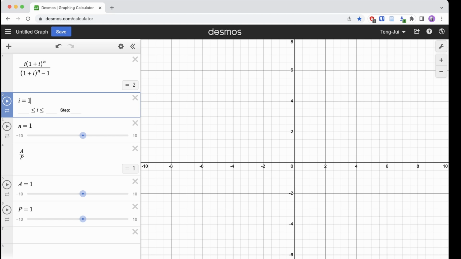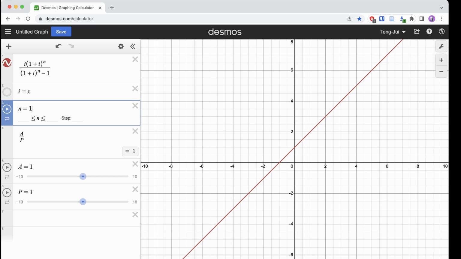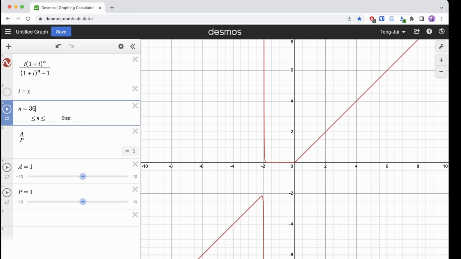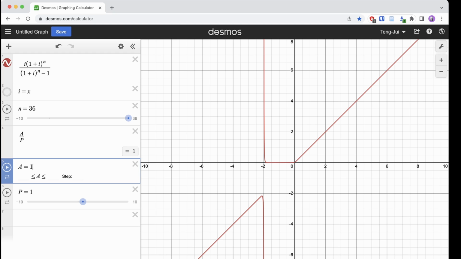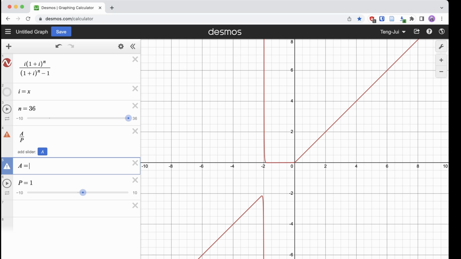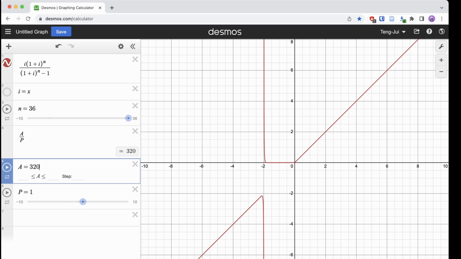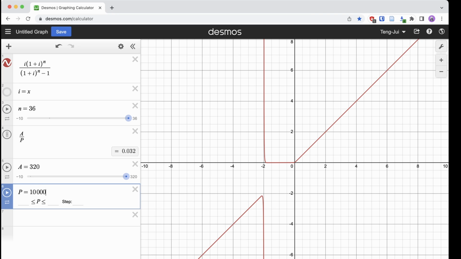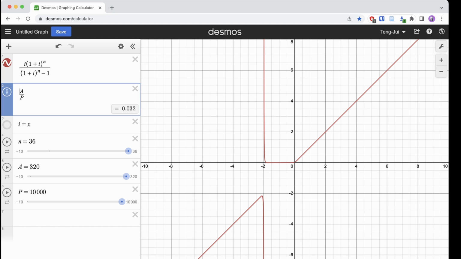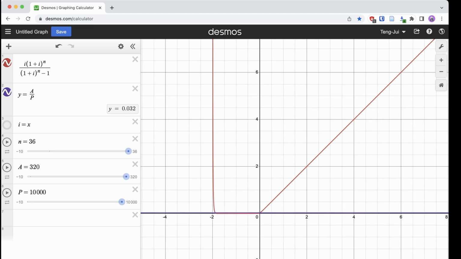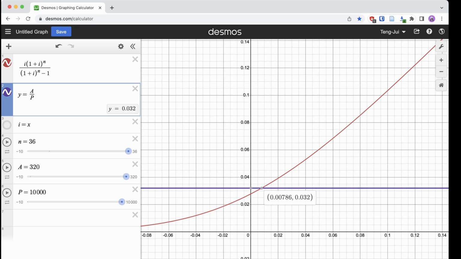I is the thing that we want to calculate, so we set it as x. And n is 36 months that we are consecutively paying back the loan to the bank. A is the annuity, which is 320. P is the present value, 10,000. Then we want to equate these equations, so we want to find the point where y equals A divided by P intersects this curve. So zoom into here, find the intersection, which is 0.00786.